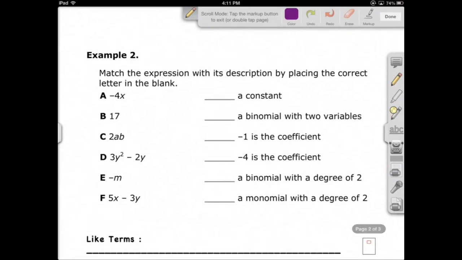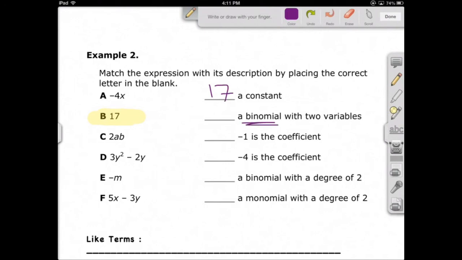You get another example here. Find the constant. Okay, let's get out the highlighter. I'm looking for something that's just a number. There we go. 17, and I'll write the number. I get that it's 17. 17 is the constant.